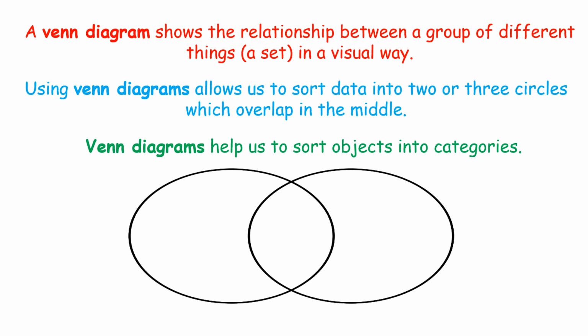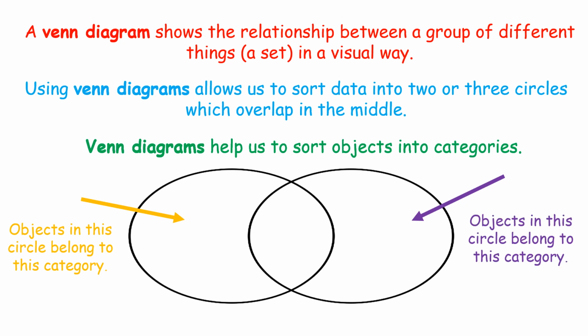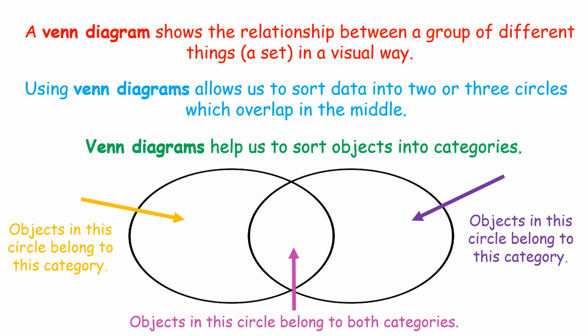So this is a picture of a blank Venn diagram, and here you can see 2 large circles and one is overlapping the other, so there is a smaller circle in the middle. One part of our Venn diagram allows us to sort objects into it according to its category, and then we can sort objects into the other part of the Venn diagram according to its category. And things that fall into the middle of the Venn diagram belong to both categories.